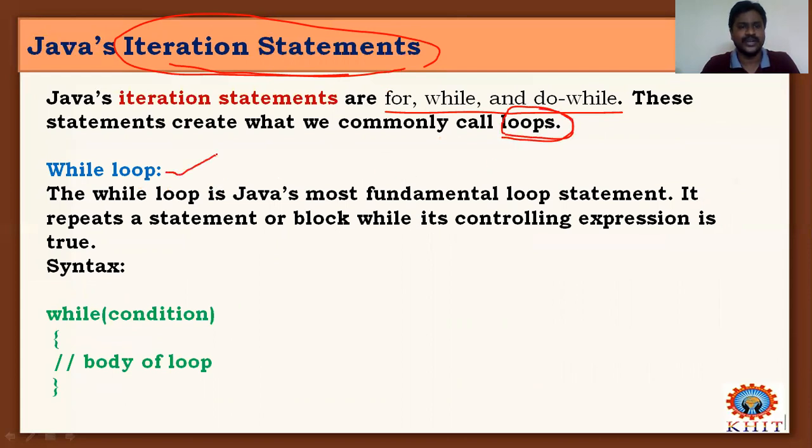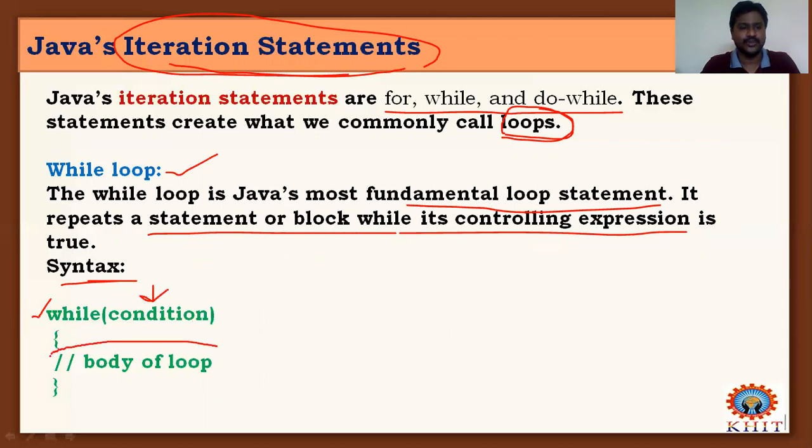First thing, while loop. This while loop is the most fundamental loop of the Java language. It repeats a statement or a block while its controlling expression is true. This is based on the condition; the syntax is given here: while and a condition. If this condition is true, the body of this loop will be executed, otherwise it simply skips.